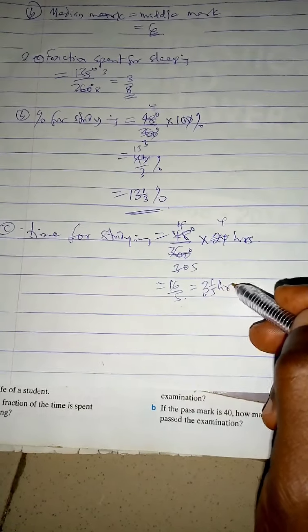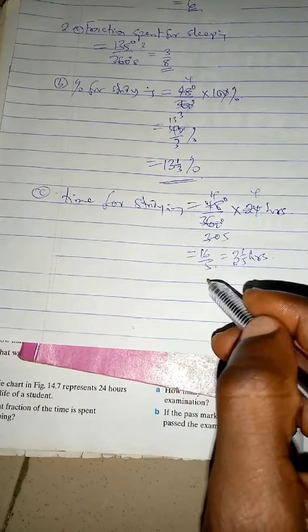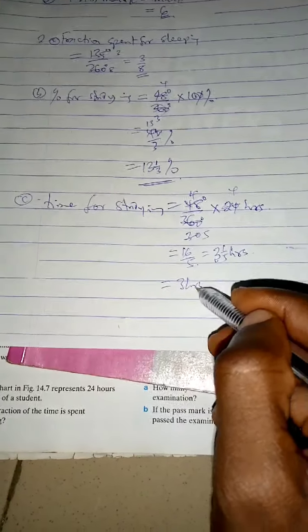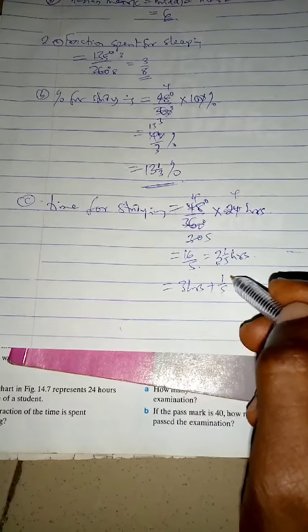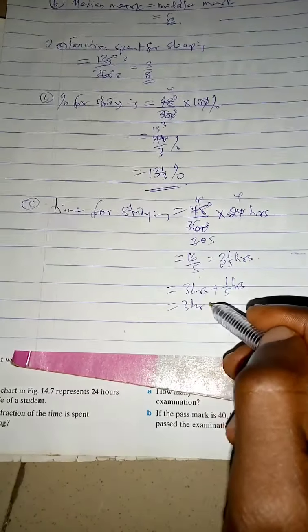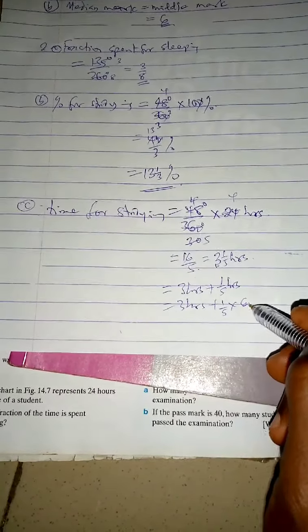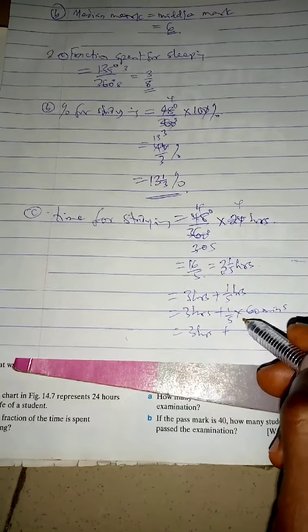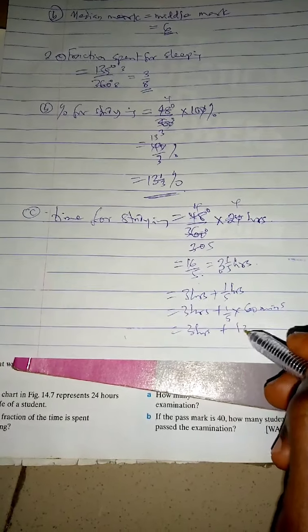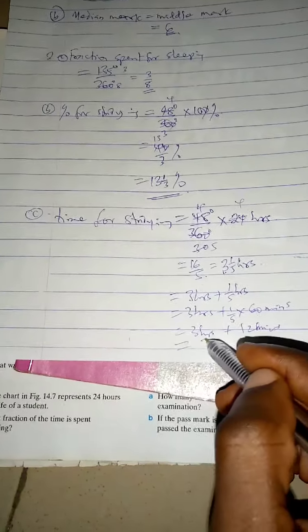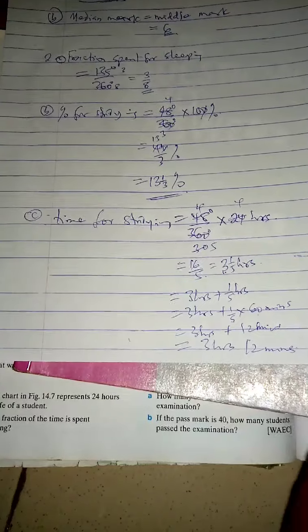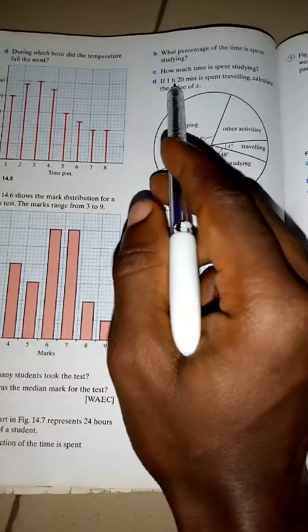This you can write in hours, or if you want to express in hours and minutes, you will say 3 hours plus 1 over 5 hours. That will be 3 hours plus 1 over 5 times 60 minutes. When you use 5 to divide 60, it gives you 12 minutes. And this you can write as 3 hours, 12 minutes. And that is how you will interpret this.